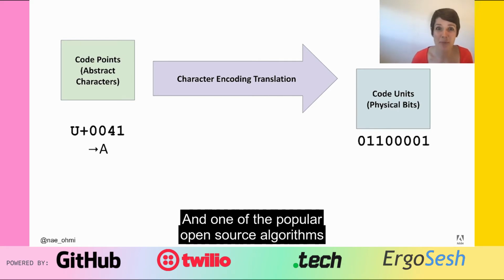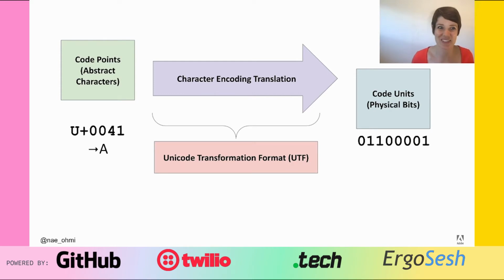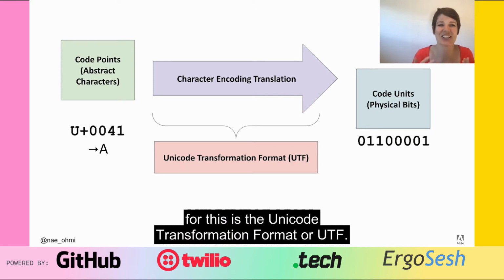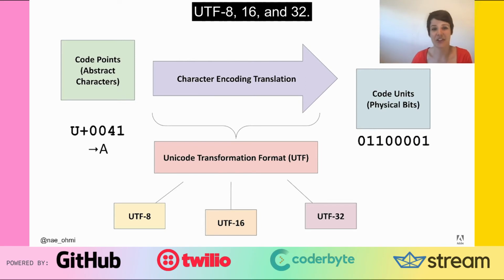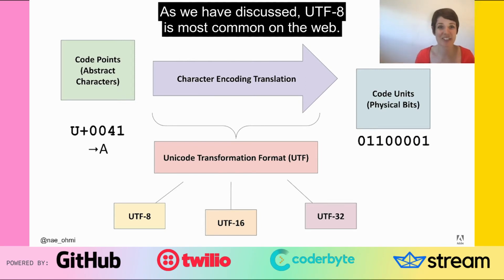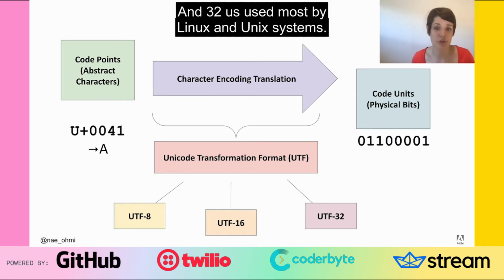And one of the popular open source algorithms for this is the Unicode Transformation Format, or UTF. And there are 3 popular encodings, UTF-8, 16, and 32. As we've discussed, UTF-8 is most common on the web. UTF-16 is used by Java and Windows, and 32 is used most by Linux and Unix systems.